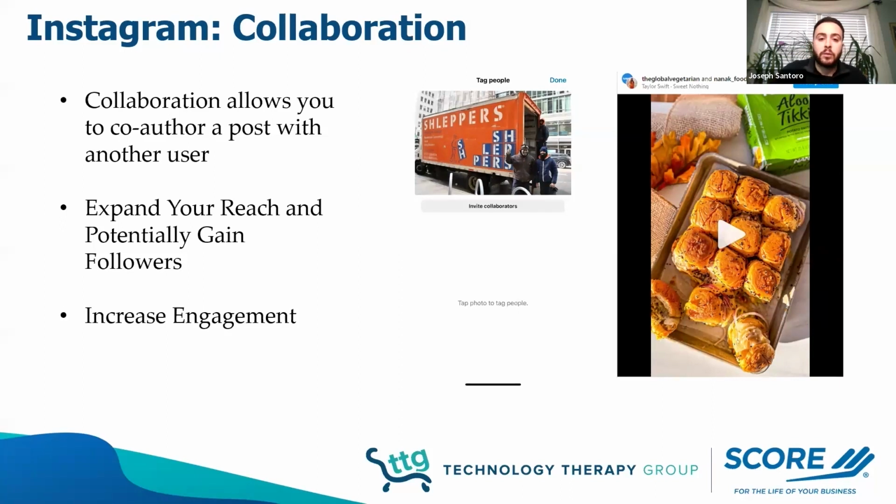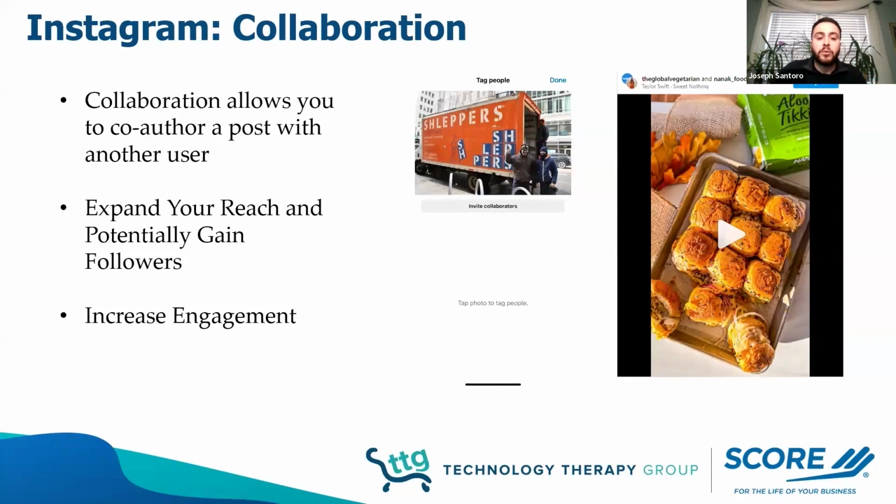So as you can see in the right screenshot, at the very top, it says the first user's tag and it says and the other user's tag. That's how you know that a post has been used in form of collaboration.